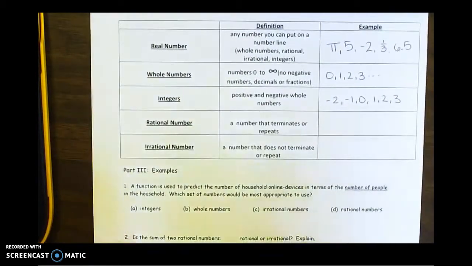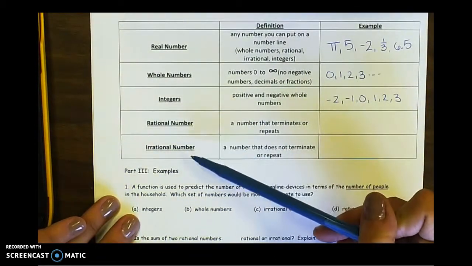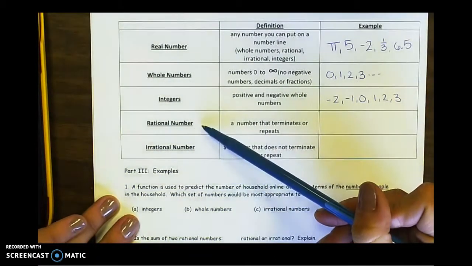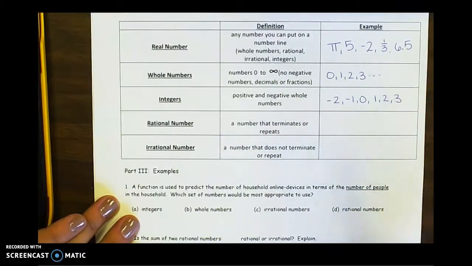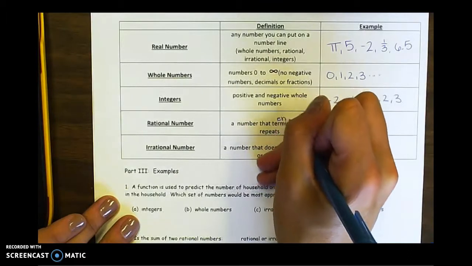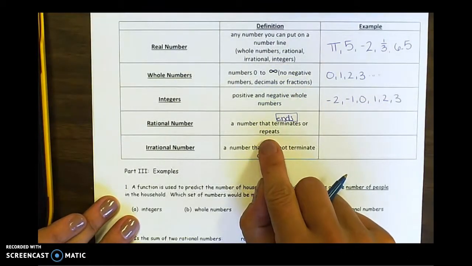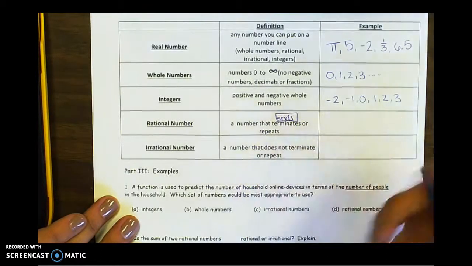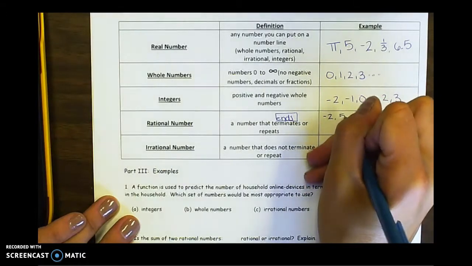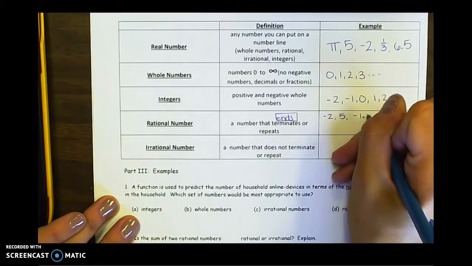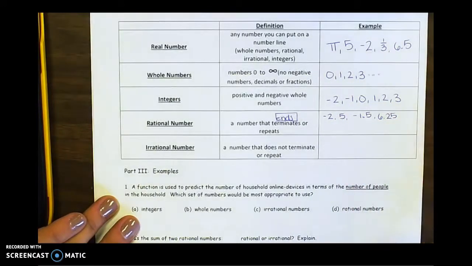Now this is where it gets a little more tricky and we have to be very careful. We have what we call rational and irrational numbers. Now a rational number is a number that terminates or repeats. Now terminates means that it ends. So the number ends or it repeats. So it can be a decimal or it could be an integer. So negative 2, we could have 5, we could have negative 1.5, 6.25. Those would be rational.